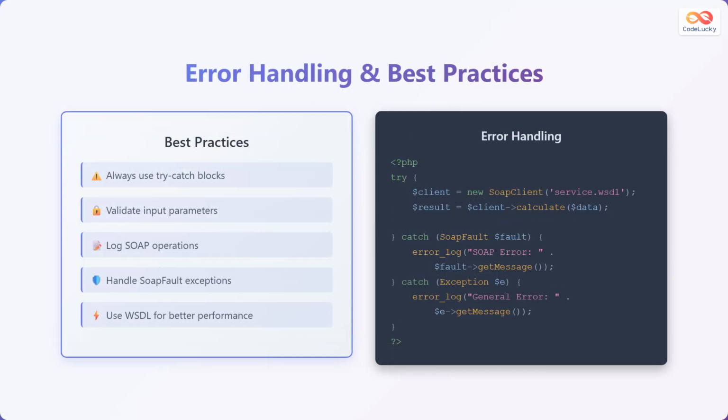To ensure robustness, let's discuss error handling and best practices. Always use try-catch blocks to handle potential exceptions. Make sure to validate the input parameters to prevent errors. Log all SOAP operations for debugging and monitoring purposes. Handle SOAP fault exceptions to gracefully manage service errors. Use WSDL for better performance and easier client development. This code demonstrates how to handle SOAP errors using try-catch blocks, logging the errors for debugging.